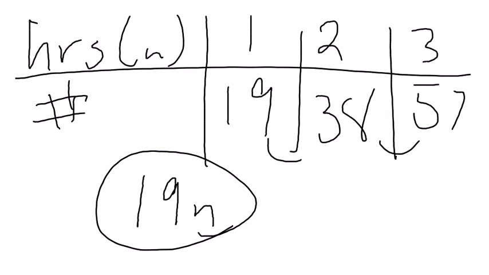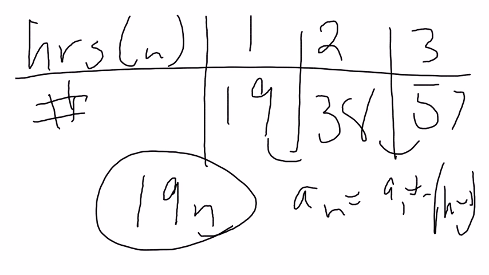I mean, we could do the whole a_n equals a_1 plus n minus 1 times d, but I don't think we have to do all that because we know that's just times 19. So at this point, we could stop. I think it's because it starts at 1. The first number we have is 1. It's 1 hour.